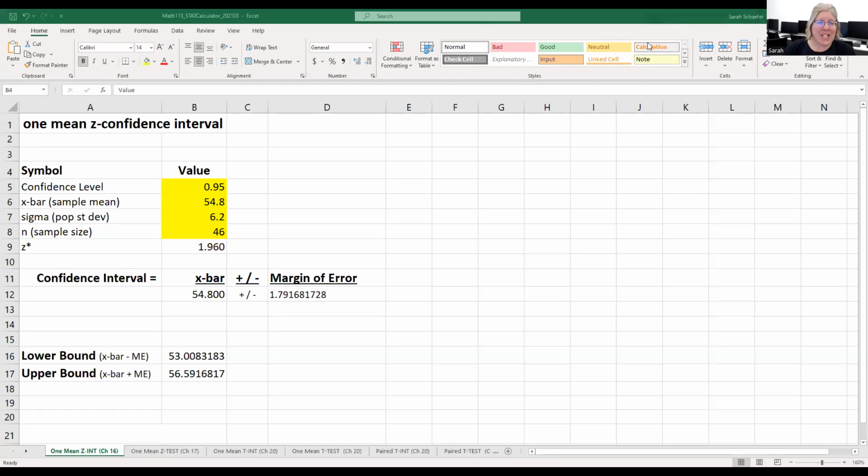All right, so here is the spreadsheet. And if you look at the tabs along the bottom, you'll notice that they have the name of the statistical process and the chapter it came from. So this is going to be good for the entire unit of 5. And let's go ahead and put these numbers in.